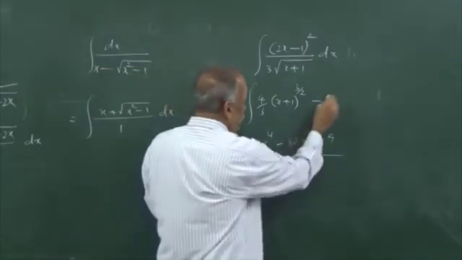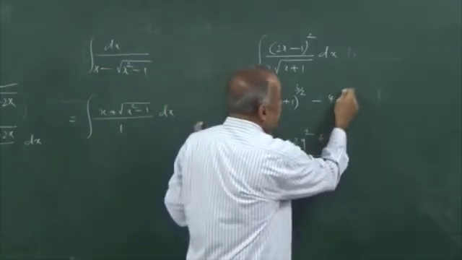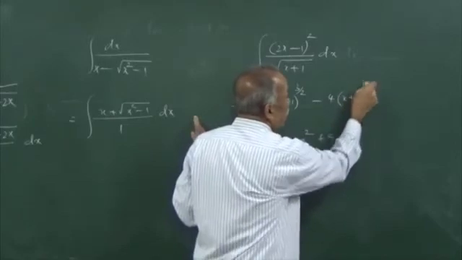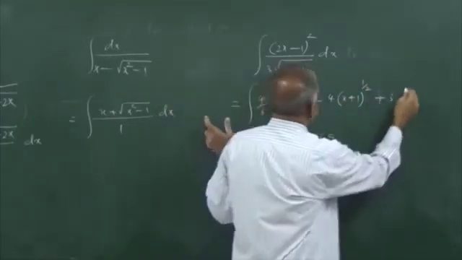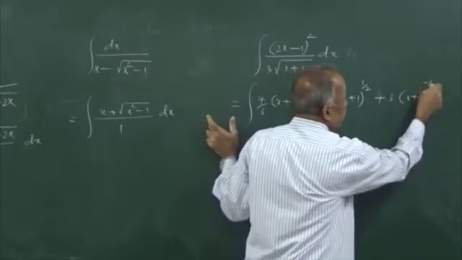Minus 12 by 3, 4. Y. Y is what? X plus 1 to the power half, plus 9 by 3, 3. 1 by y. What is 1 by y? X plus 1 to the power minus half.